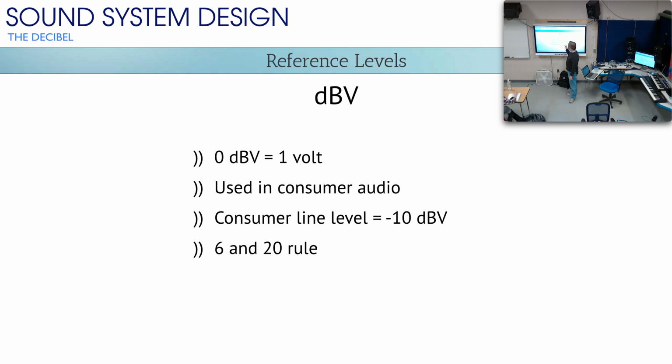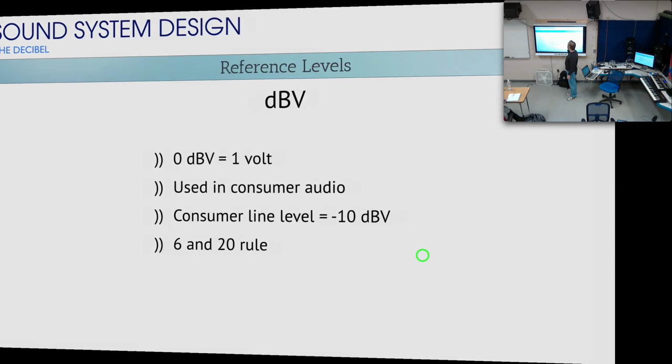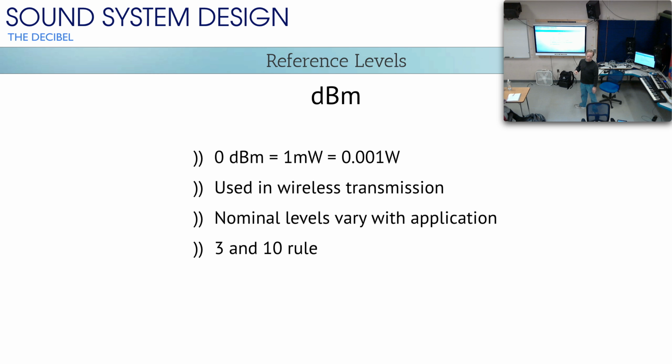So when you see something that says minus 10 dBV, for example, what that means is this voltage is 10 dB less than 1 volt. That's what that means. The V means relative to 1 volt. Minus 10 dB relative to 1 volt is what the V means. That make sense? Okay.